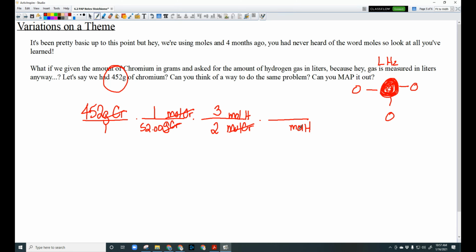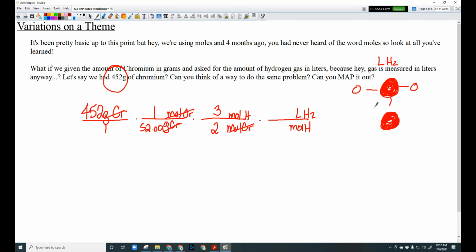So what do we want to convert this to? We want to know liters of hydrogen. Can we go from moles to liters? Well, look on your mole map. Moles is here in the center, and liters is connected to it. So we can go from moles to liters. I'm going to put liters of hydrogen here.